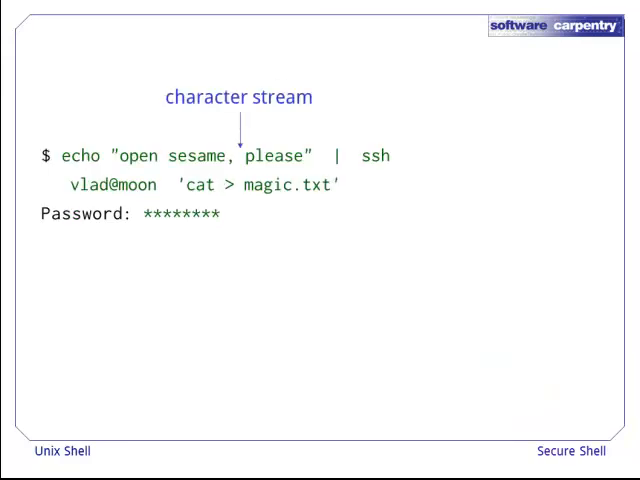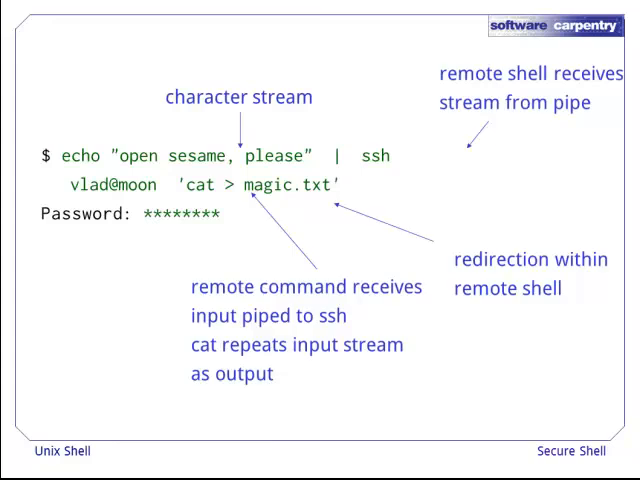Remember that SSH can accept streams of data and pass those to the remote command too. This command sends a stream of characters to a remote shell session. As mentioned before, the remote shell will execute any command on the remote computer that was provided as an argument to SSH. The remote shell session also passes any input it receives to the provided command.